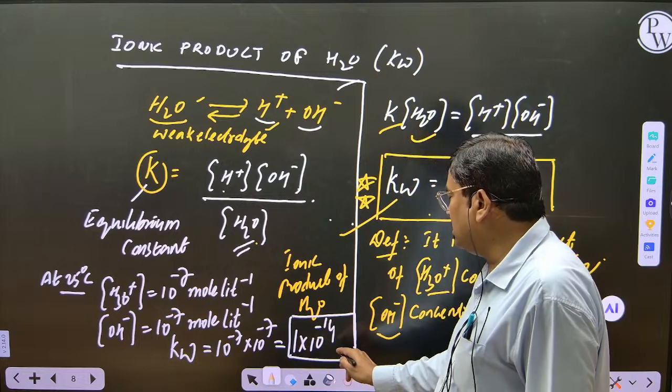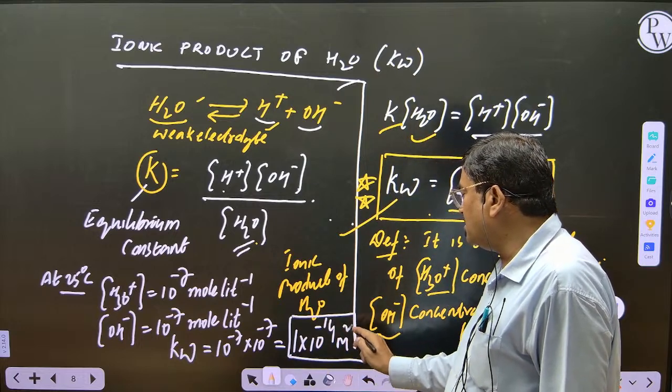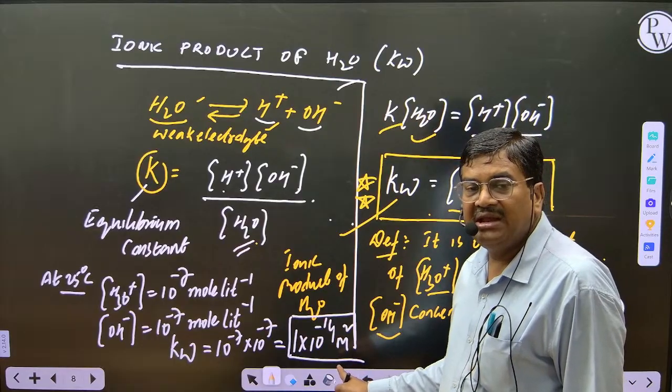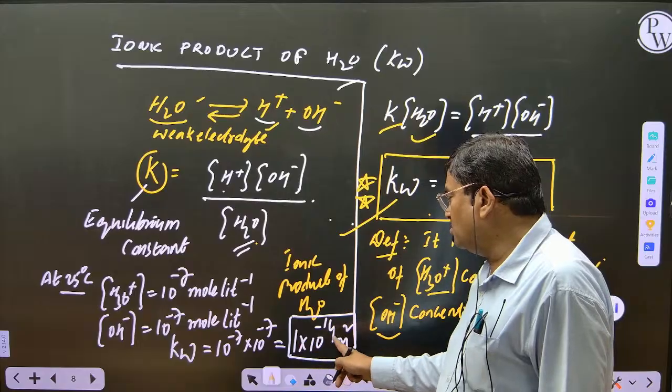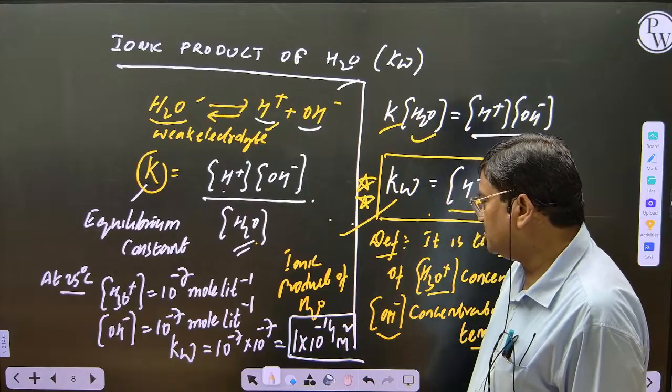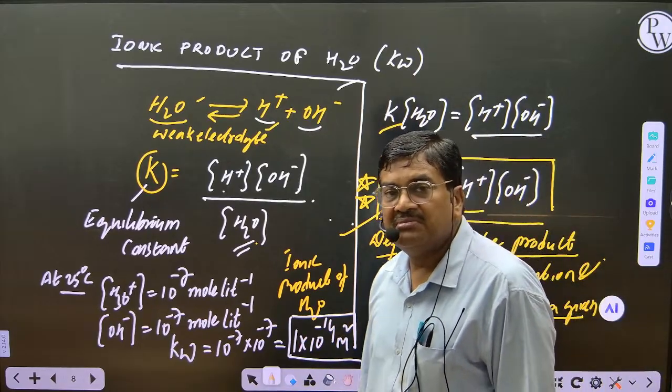What will be the unit? Mole square per liter square. That can be written as capital M square. That is mole per liter, molarity, you know, no? So these many moles are present in 1 liter. How much? 1 into 10 power minus 14.